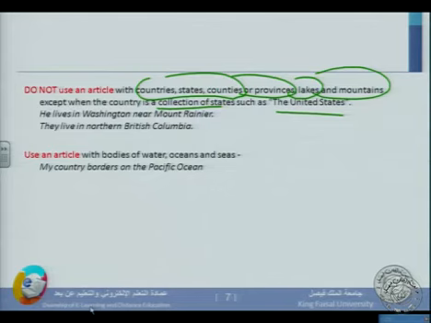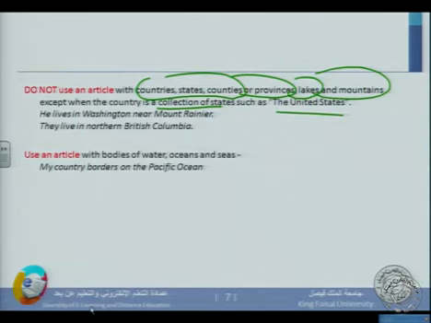They live in northern British Columbia. He lives in Washington near Mount Rainier. فلاحظوا الآن he lives ما حكى in the Washington near the mountain. ما بصير خالية. They live in northern British Columbia. ما حكى the British Columbia.